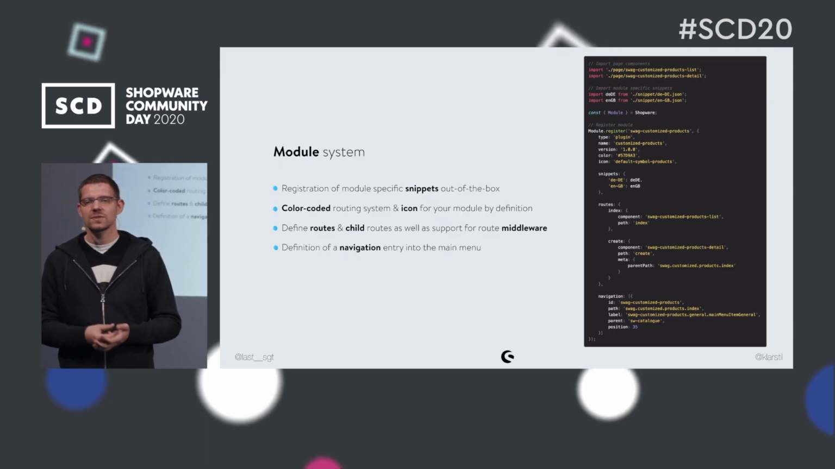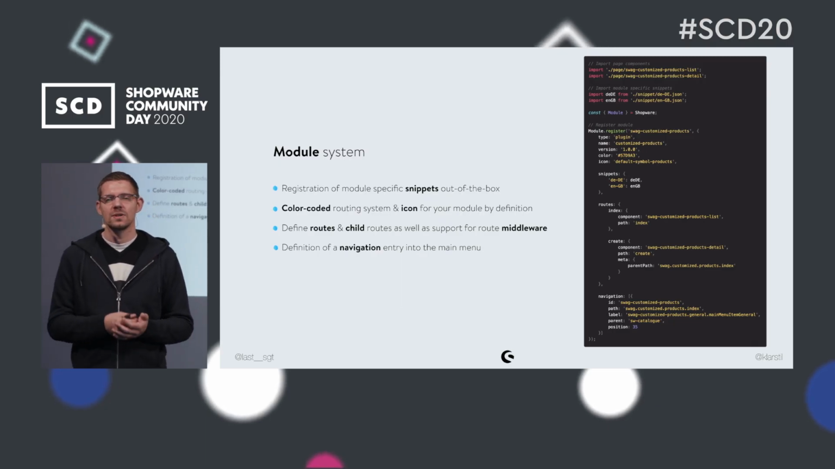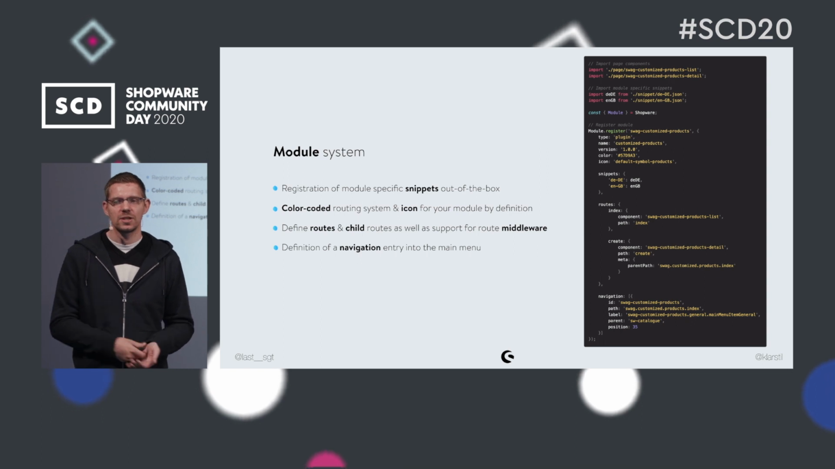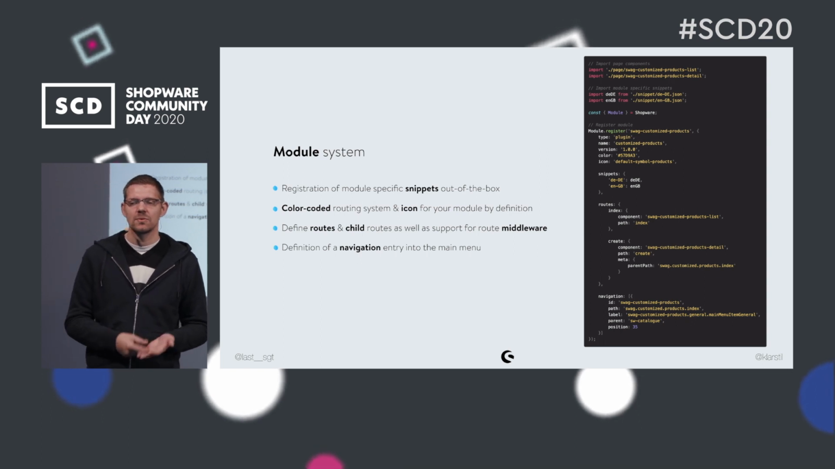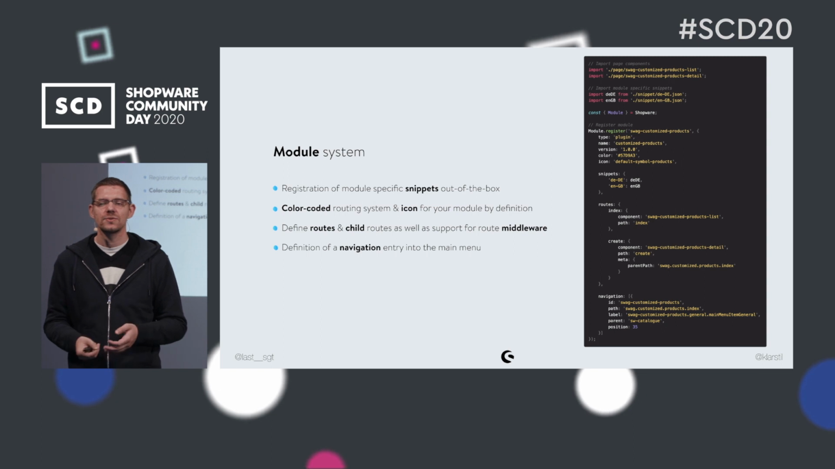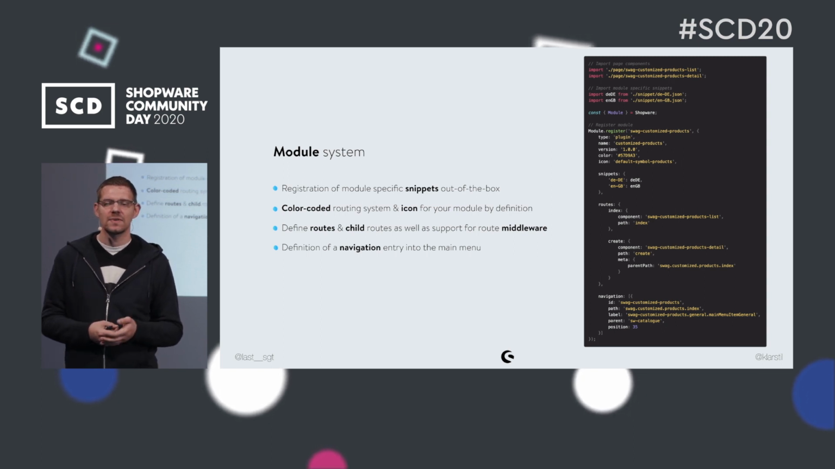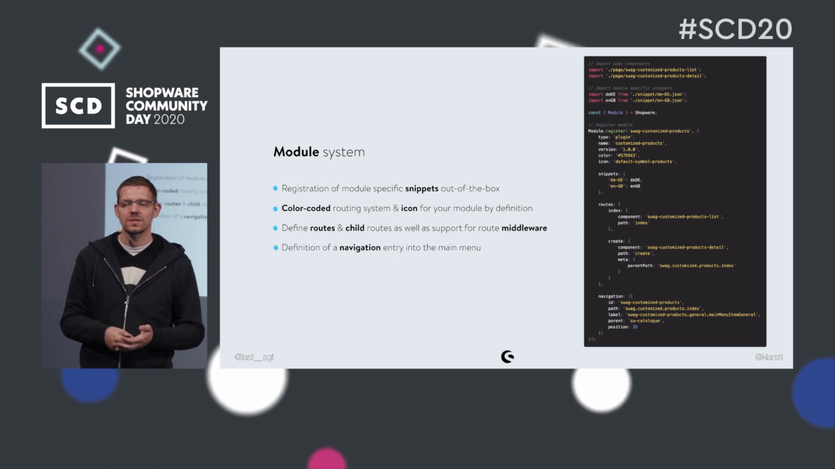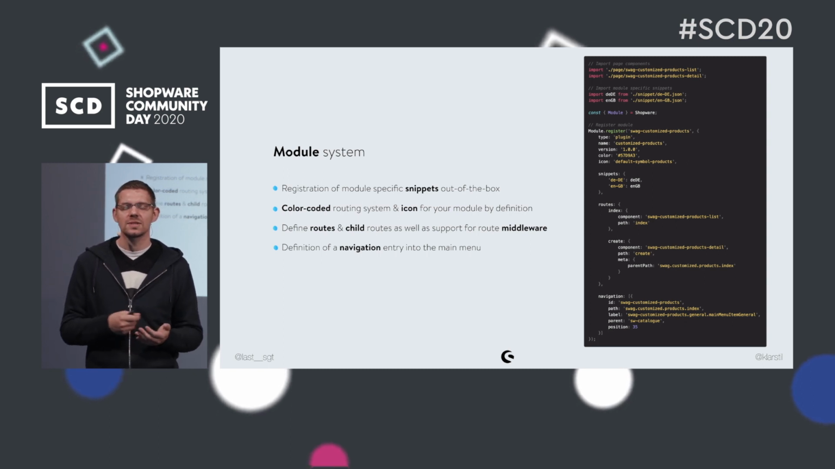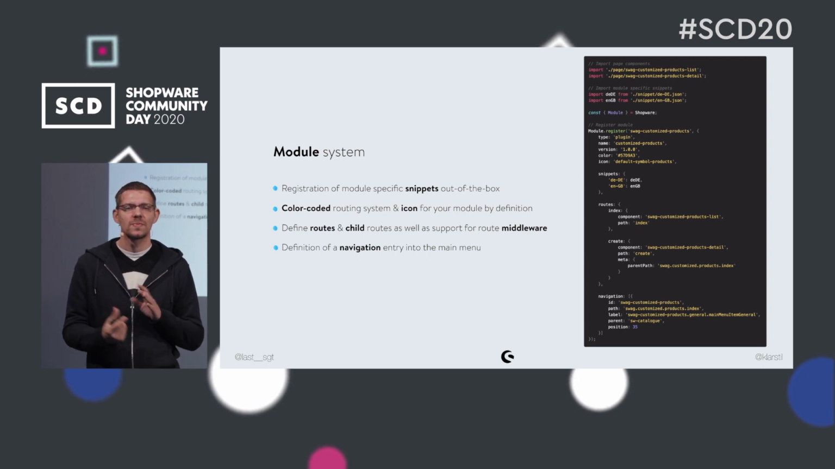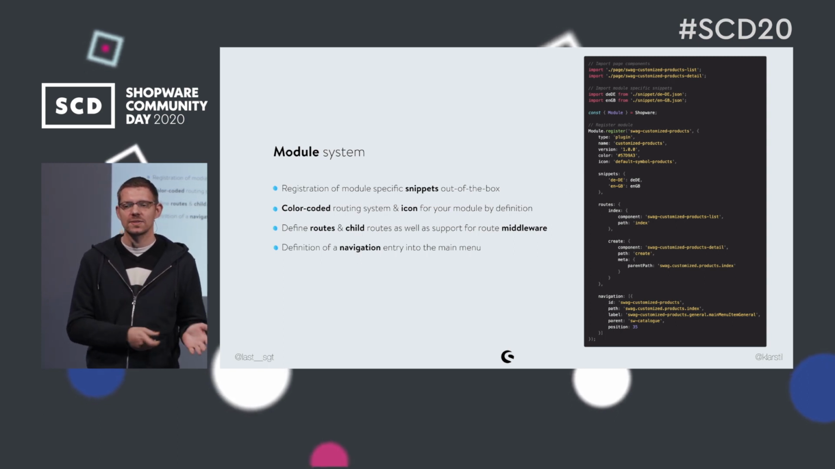And for us, a great user experience is also a key feature of the administration. So what does that mean? Well, your module can choose an icon from our handcrafted icon set, as well as specify a color from our color coding system. So when the user is navigating the administration, he always knows in which part the user is.